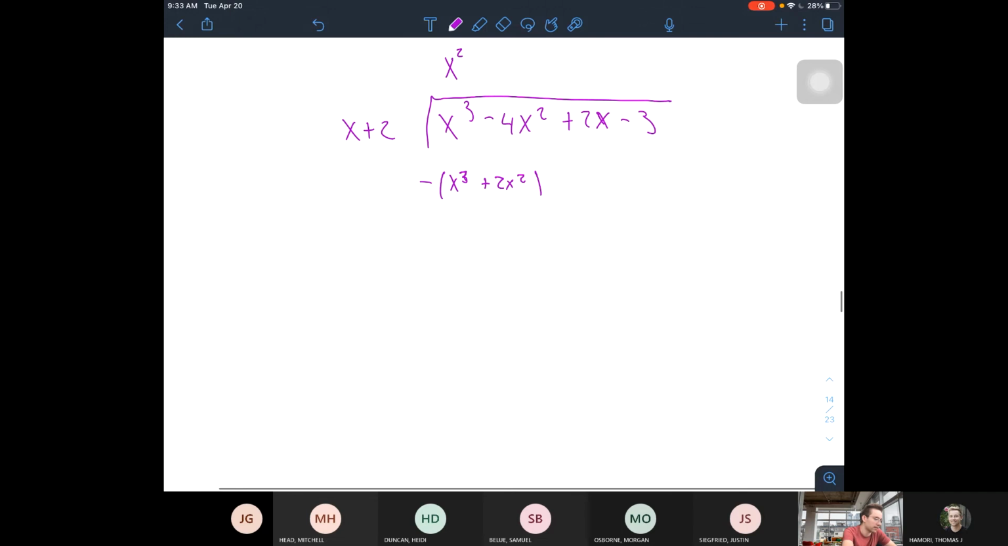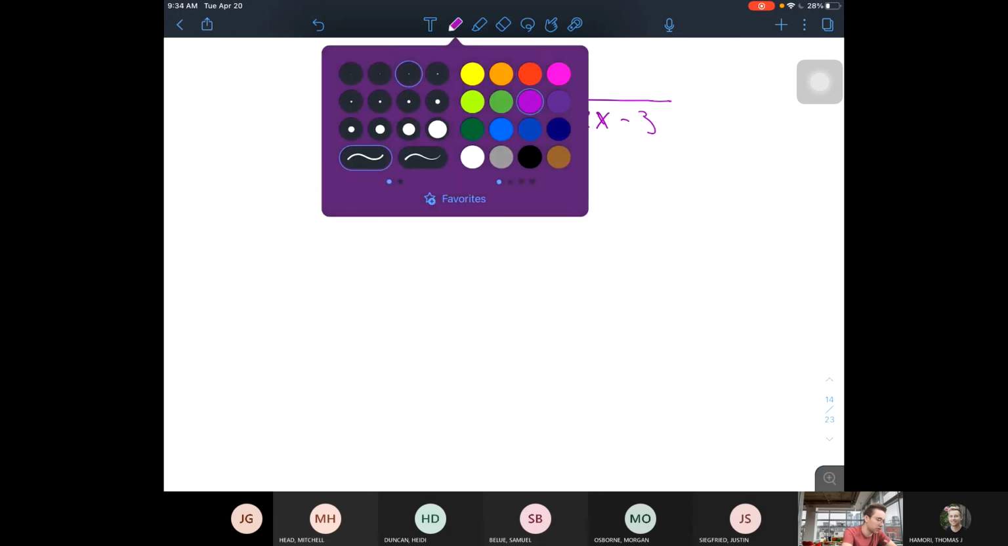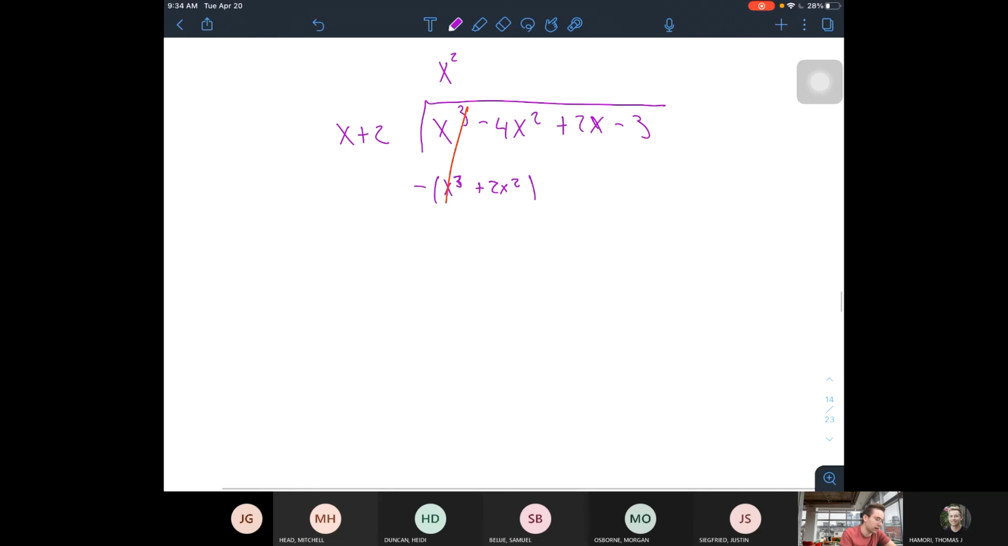Okay, so when we subtract, this x squared in the quotient was chosen so that these x cubes would cancel. And then we would just be left with negative 4x squared minus 2x squared, which is negative 6x squared, plus 2x minus 3. So these ones just come straight down. And then we just repeat the process. So now we're going to choose the next term.